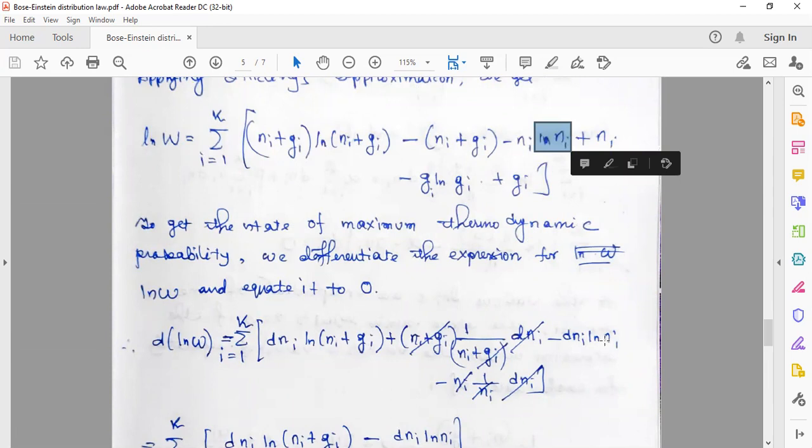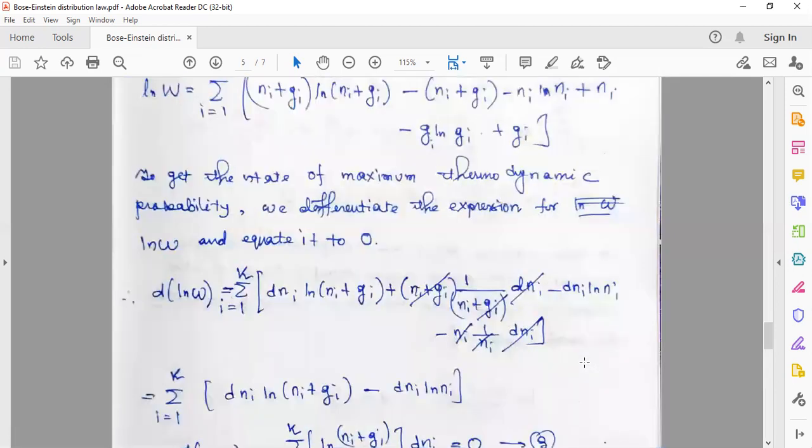Okay, log of ni will be dni. Then minus ni times 1 over ni. So the differentiation of log of ni will be 1 over ni, and then this ni will be dni. Okay, so what will we have?